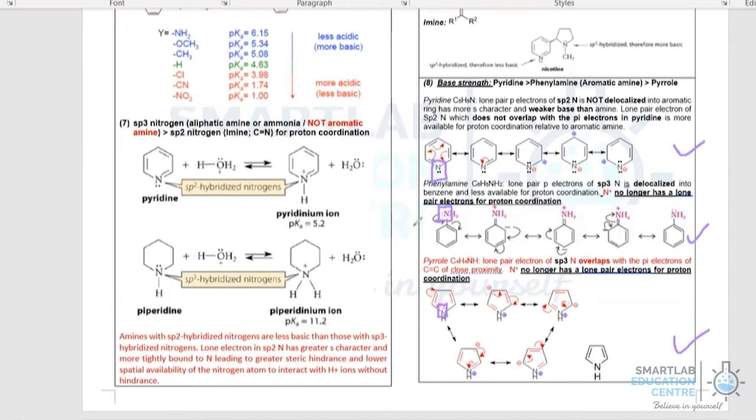sp3 nitrogen is a stronger base as it has less s character? The reason is that in the case of phenylamine and pyrrole, both overlap with pi electrons. For phenylamine, the lone pair delocalizes with the pi electrons in the benzene, while in the case of pyrrole, it overlaps with the pi electrons of the two C to C double bonds, which are in close proximity to nitrogen. Hence, because of that, both have their lone pair electrons less available for proton coordination.